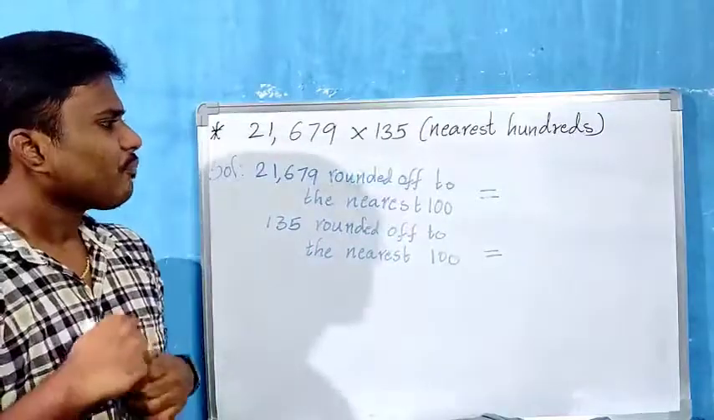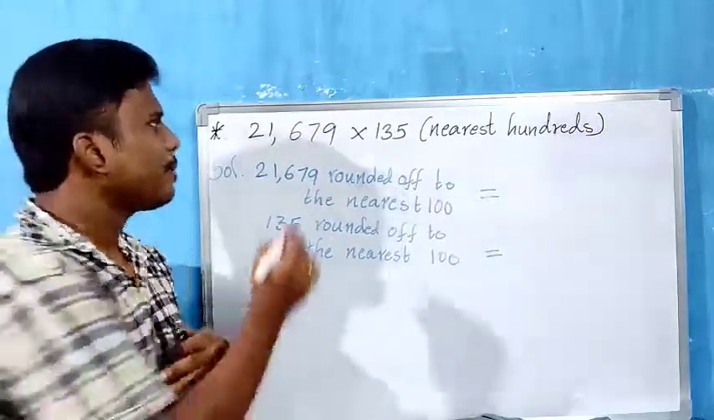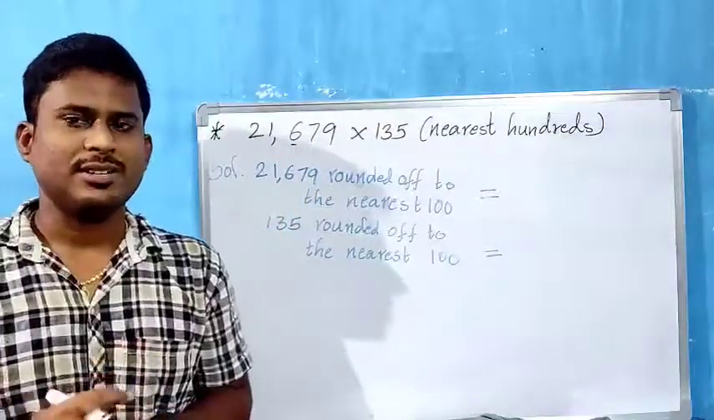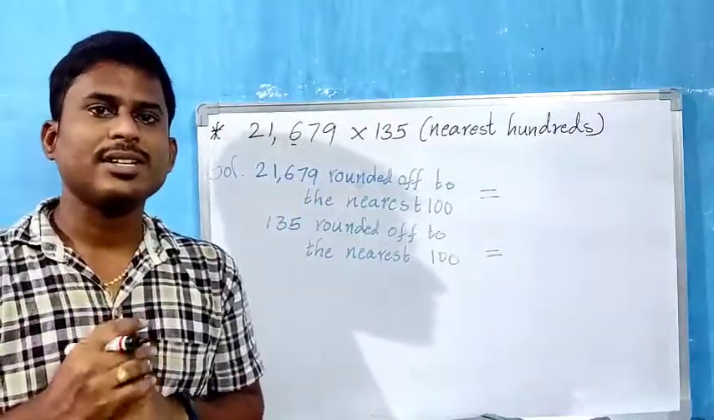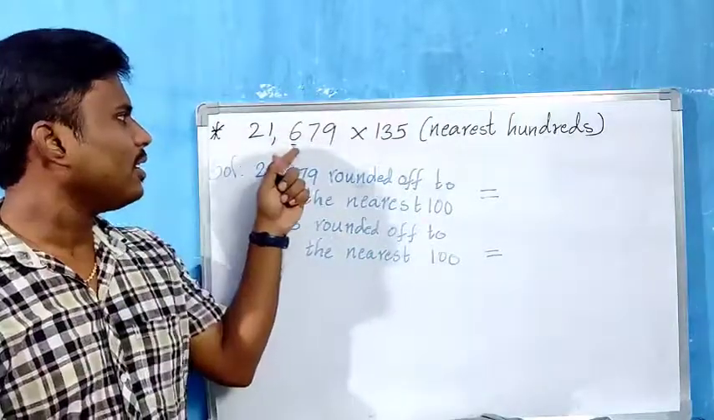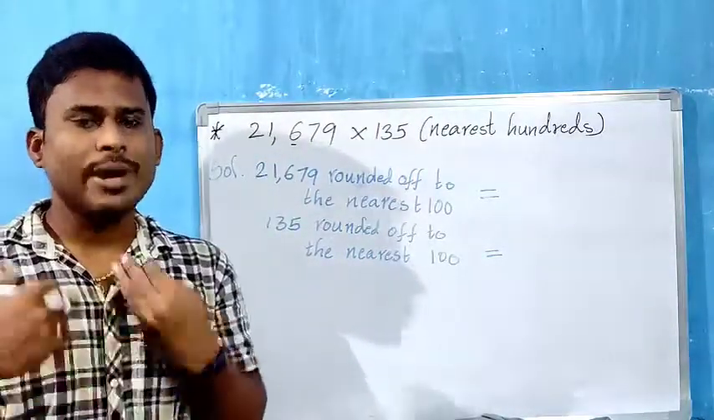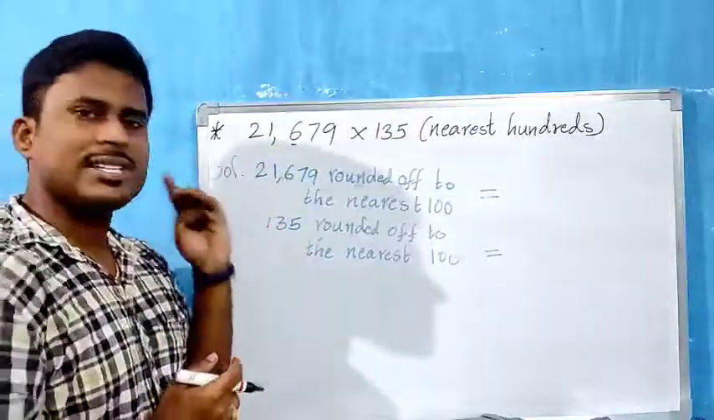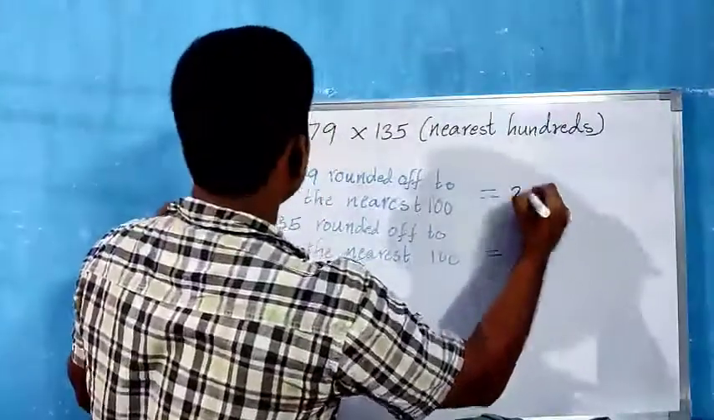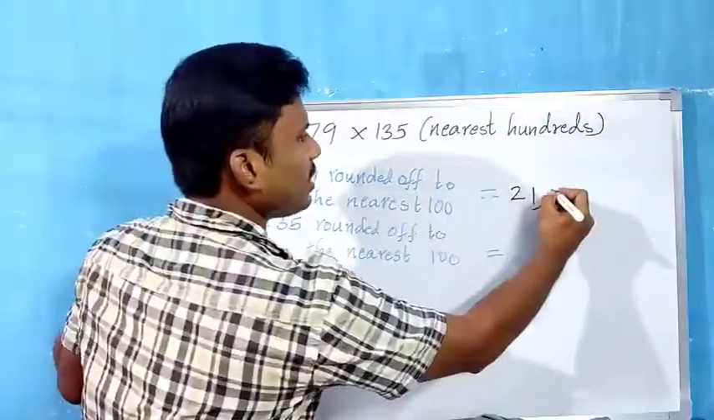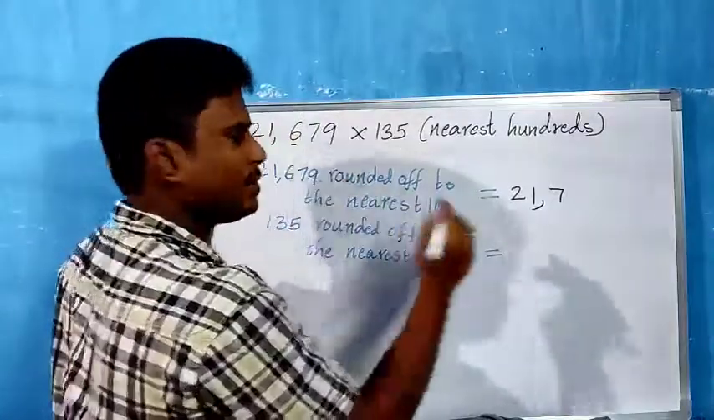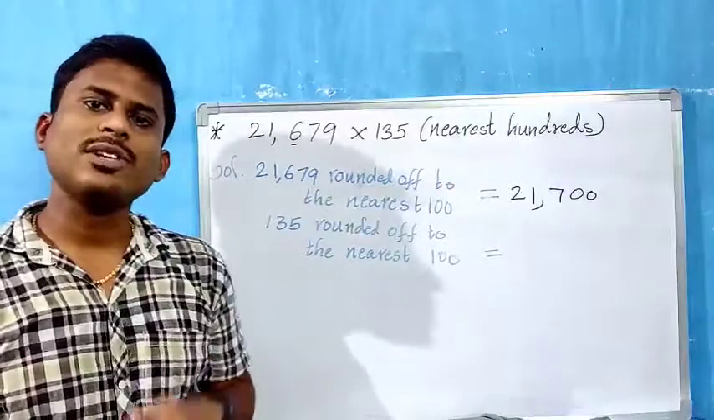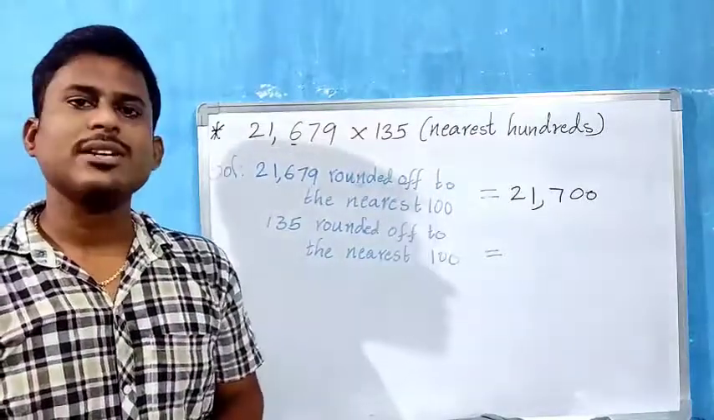Let us see, children. We have to round off to the nearest 100. So when rounding off to the nearest 100, we have to look at the tens place, children. The tens place is 7. That means greater than 5. So here we have to increase by 1. That is 6 plus 1, 7. Now the left side places let us write as they are, children: 21, comma, 6 plus 1 is 7, and the last 2 places are zeros. So when 21,679 is rounded off to the nearest 100, you will get 21,700.